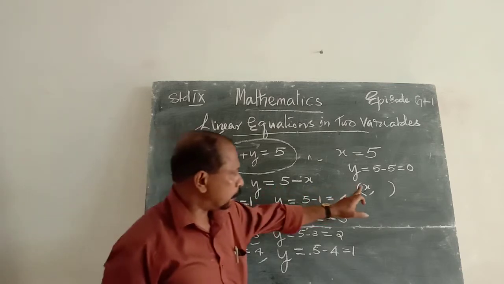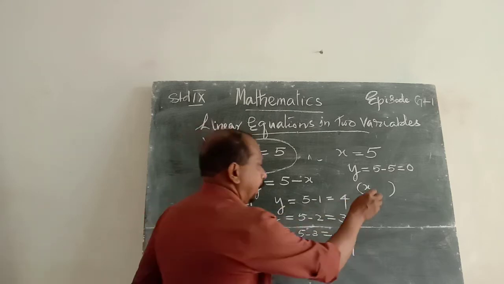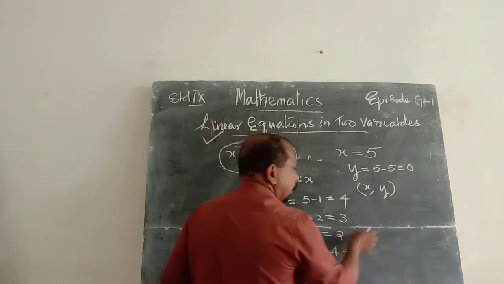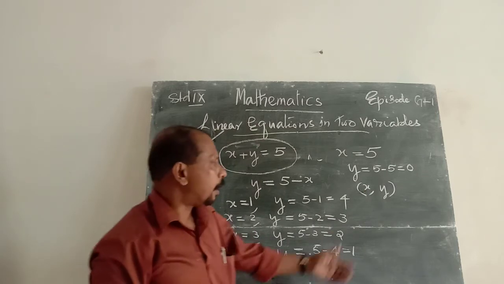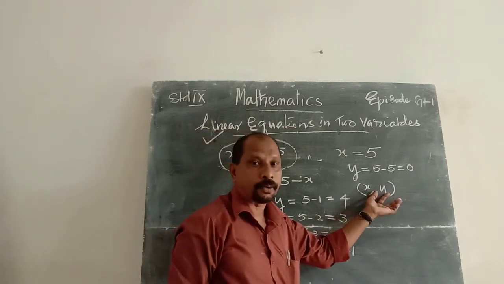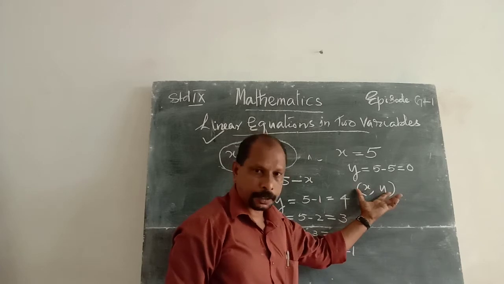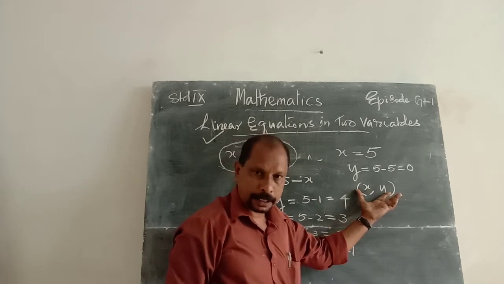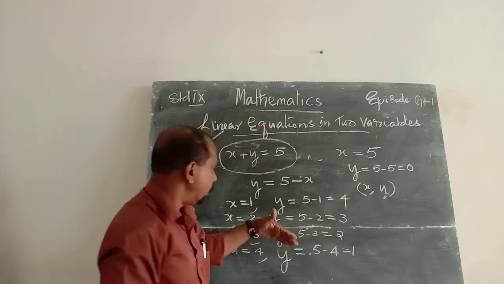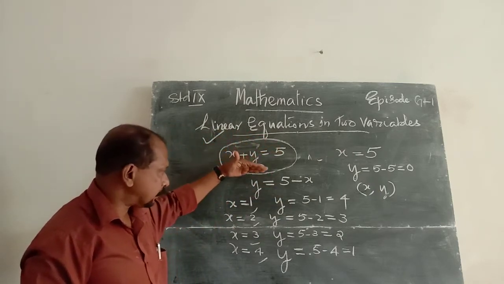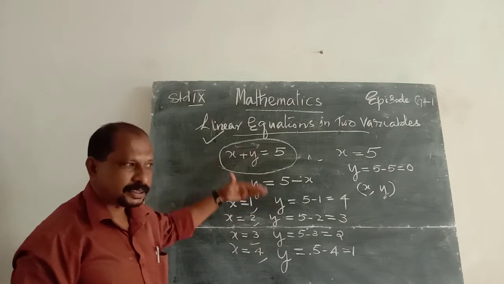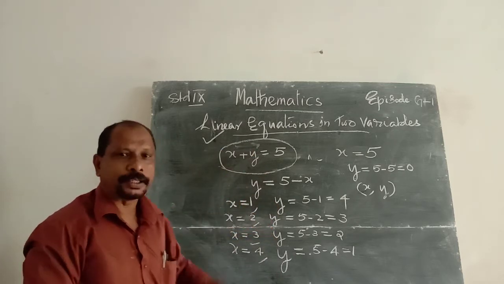Therefore, the first value is x and the second value is y. This is known as the x coordinate and this one is known as the y coordinate. Therefore, this is an ordered pair with the variables x and y. In this example, x plus y is equal to 5. There are several values. That means x is not dependent.